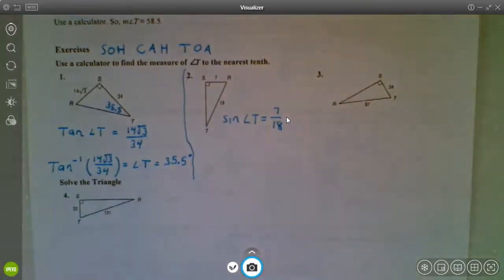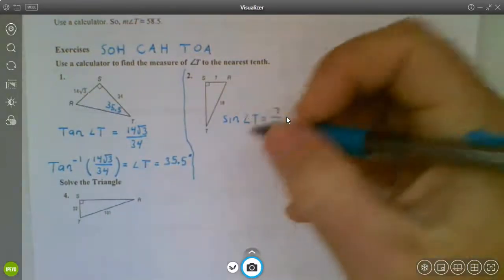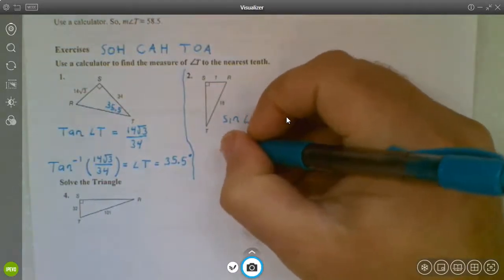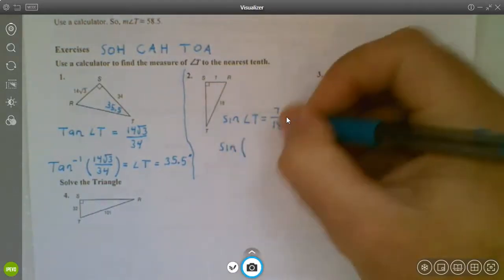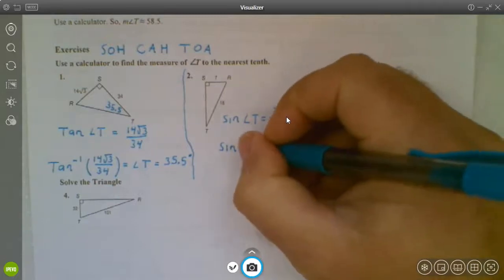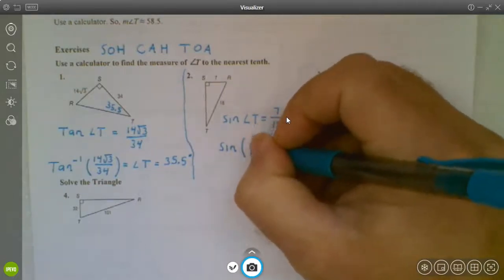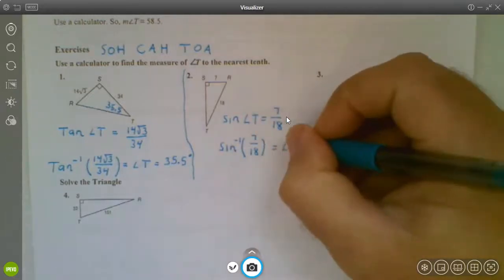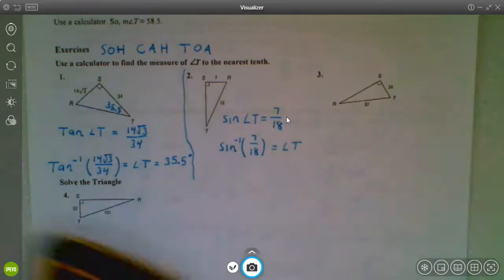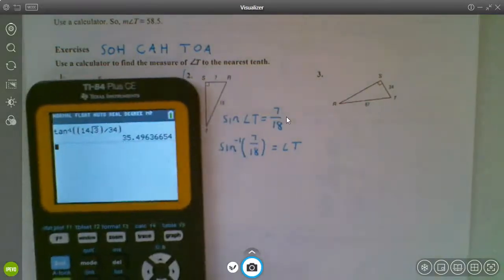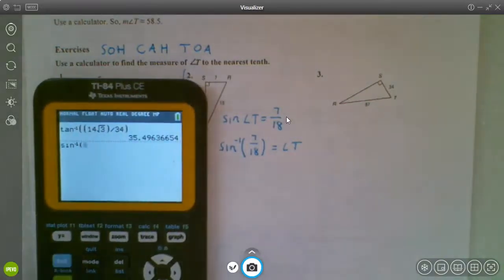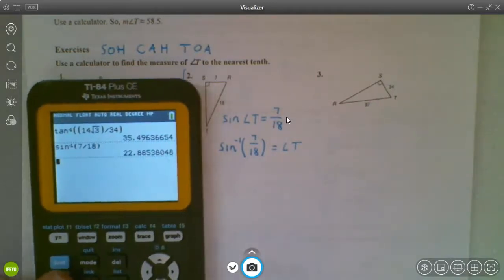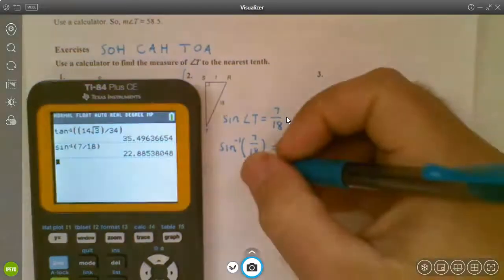And again, the way that we find our missing angles is by taking the inverse function of our equation. So we're going to do the inverse sine of 7 over 18, in order to get angle T by itself. So again, just go back into that calculator. We're going to type in the inverse sine of 7 over 18. And there's our angle, about 22.9 degrees.